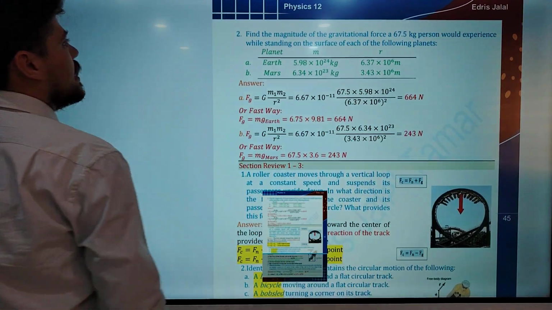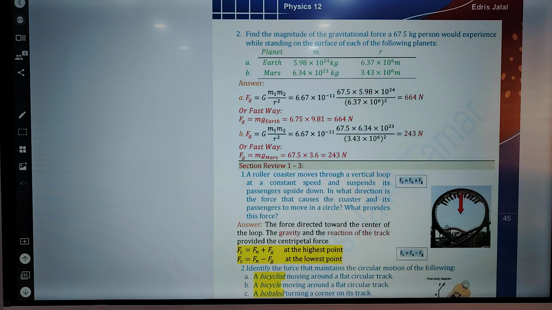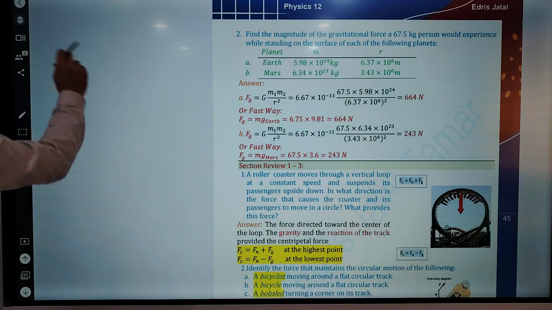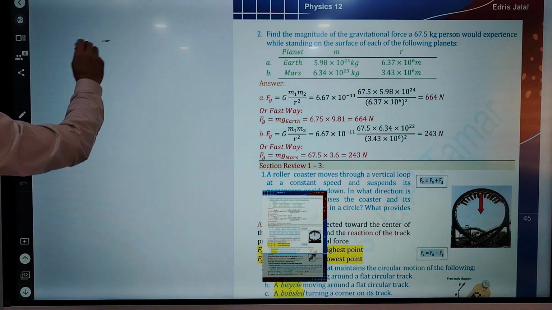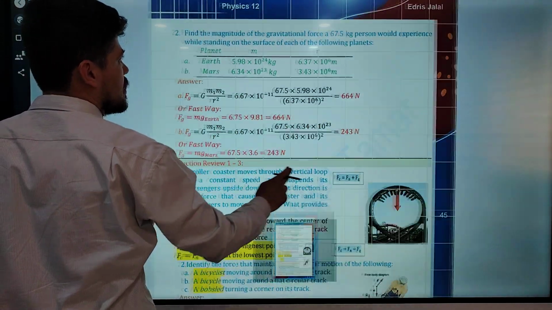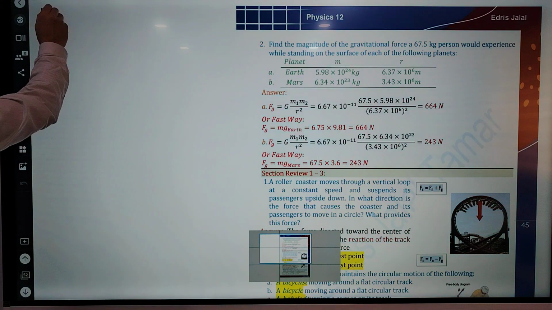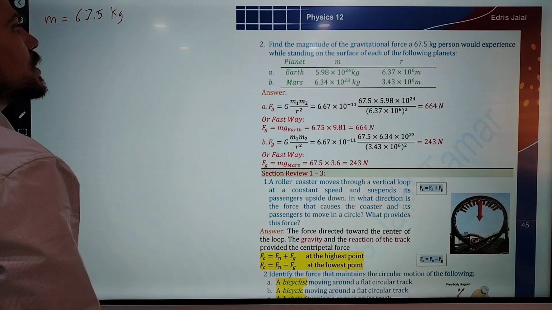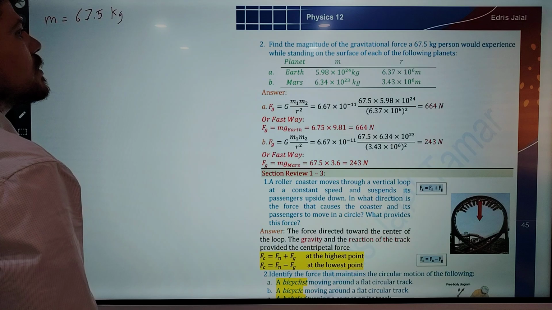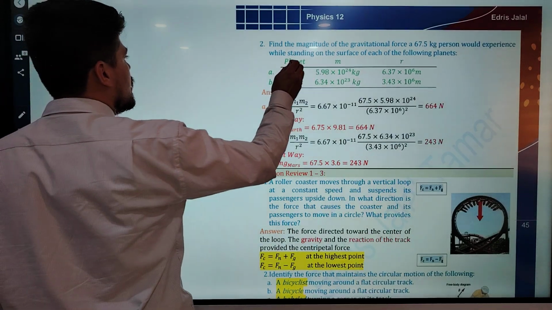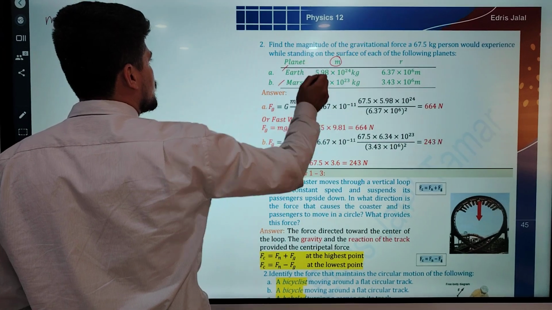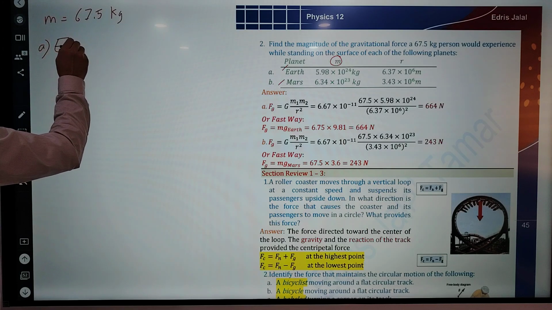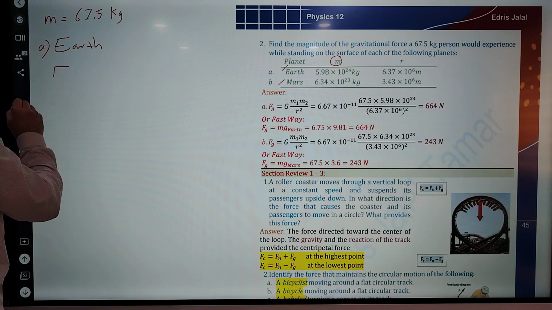Question 2: find the magnitude of the gravitational force on a 67.5 kilogram person, the mass of the person, while standing on the surface of each of the following planets. We have two planets, Earth and Mars. This is the mass of the planets, and this is R. For the first one, for Earth, Fg is equal to what?